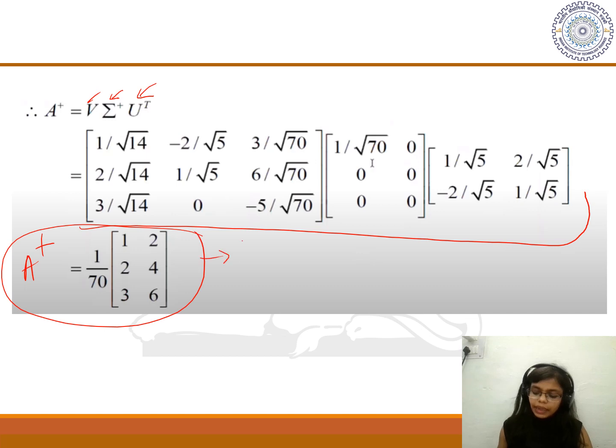the rank deficient matrix. So here, what we learned was finding the pseudo inverse for three cases. First one was the full column rank matrix. Second one was the full row rank matrix, and third one was the rank deficient matrix, for which we use the SVD method.